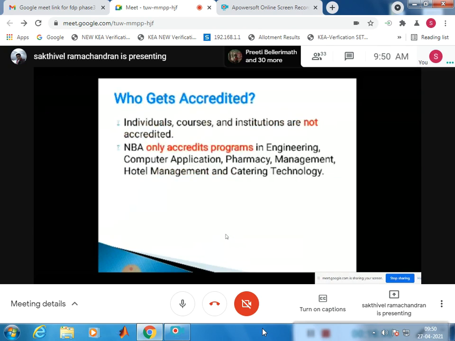Who all can accredit? As we discussed earlier, it's basically for a program, such as engineering or pharmacy. But you cannot accredit as an individual, or for a course, or for an institution. That's not offered. It's basically for a program.